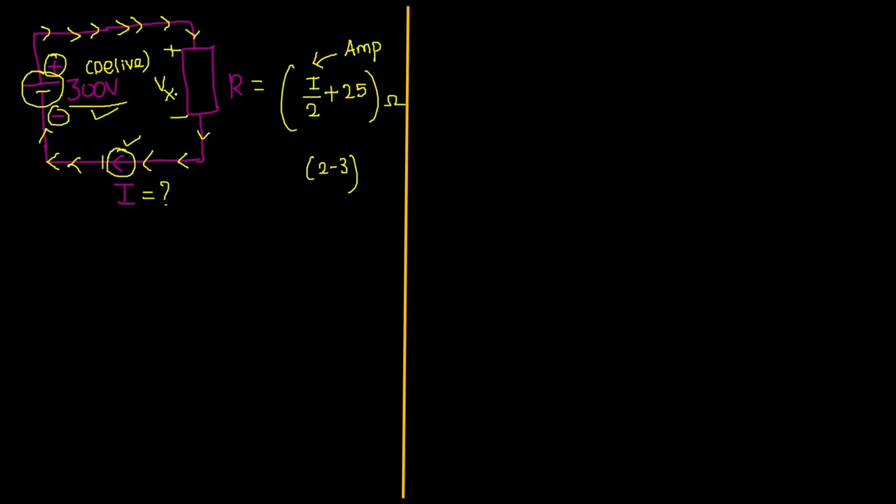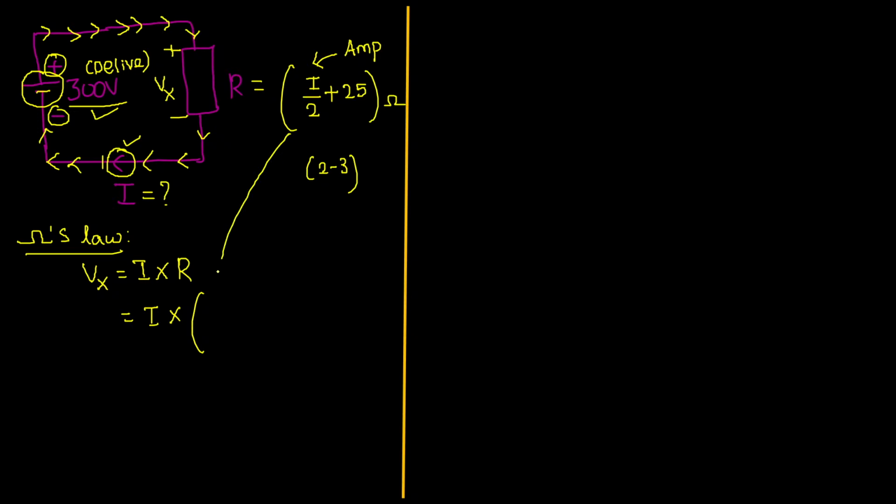Let me call it Vx. Can you please tell me how many ways there are to identify the voltage? According to Ohm's law, if you want to find the voltage drop across the element, simply identify the current flow through the element multiplied by the resistance or impedance offered by the element. So the current flow through the element is simply I, times the value of the resistance.